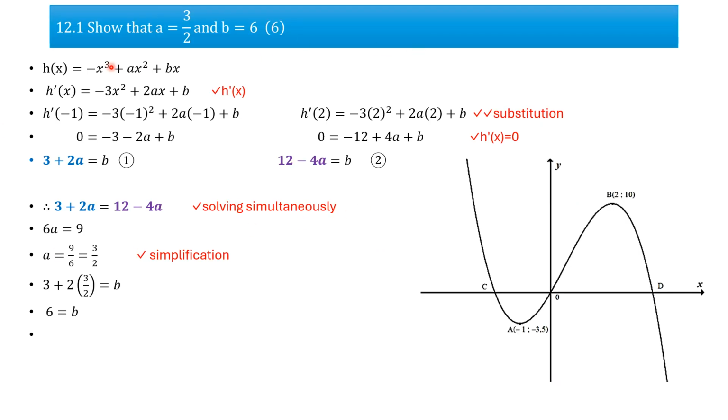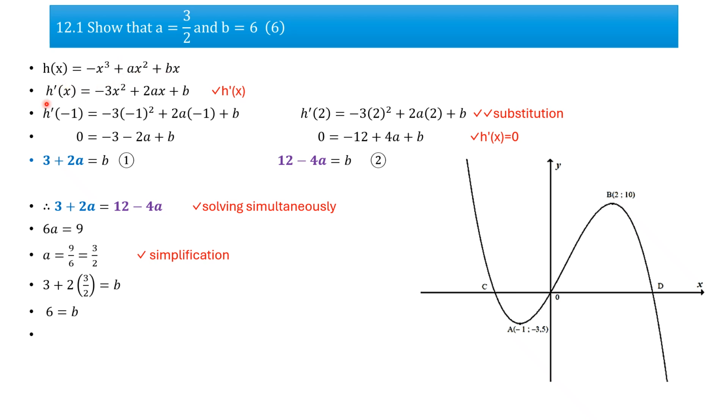So show that A equal 3 over 2 and B equal 6. Right, so we're given two stationary points. So to find the x value of the stationary points, I assume you know we use the first derivative of the equation, and normally we then substitute something in to get the values, or make it equal to 0. So first, h of x is minus x cubed plus ax squared plus bx.